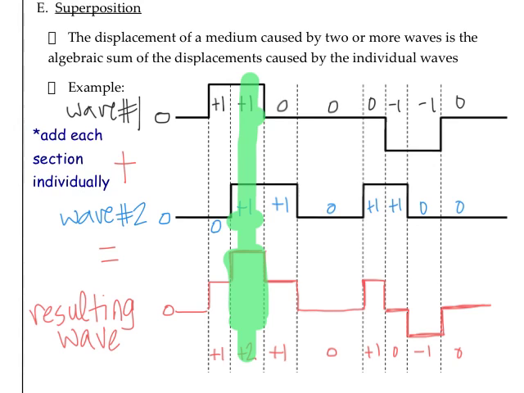Now for destructive interference, remember we want one of each, and that would be in this column. We've got one amplitude that's negative and one that's positive, and those cancel out and result in destructive interference.